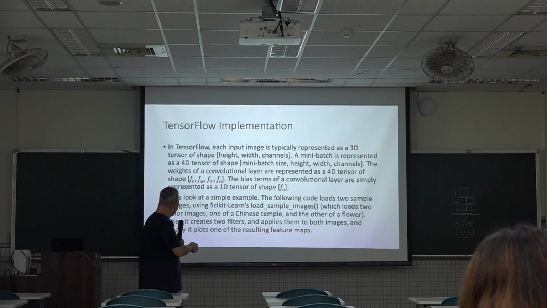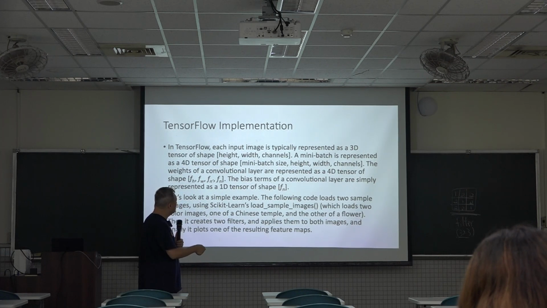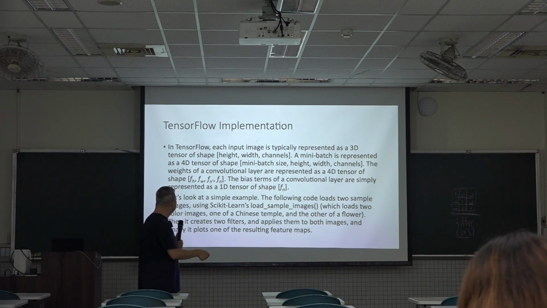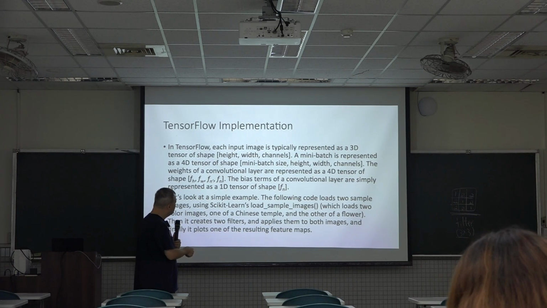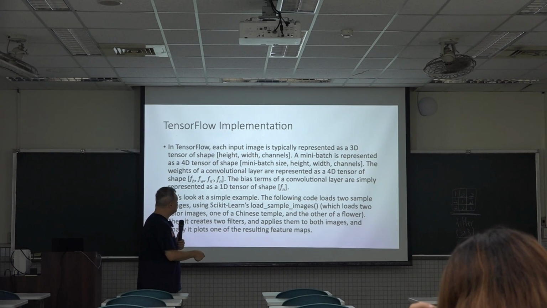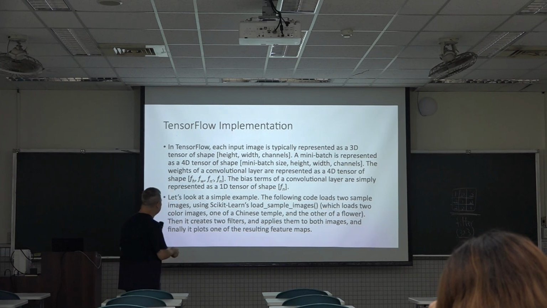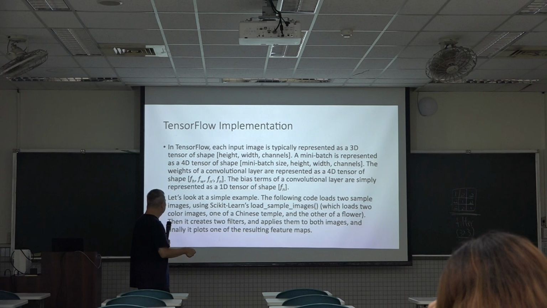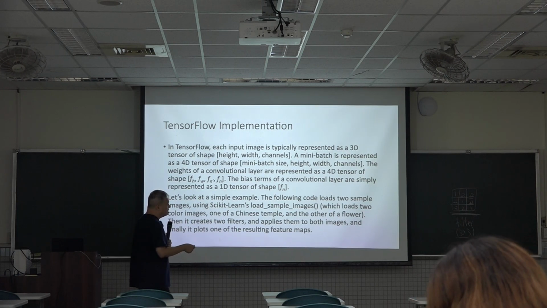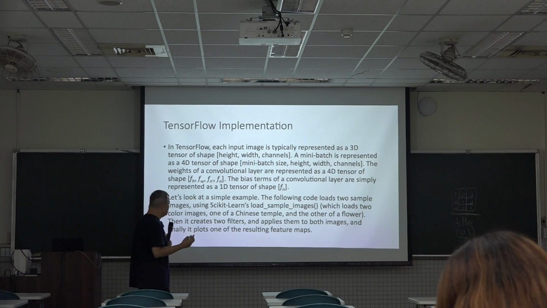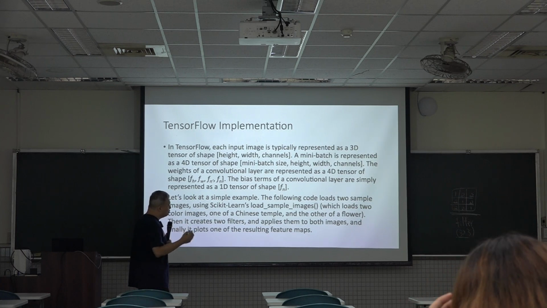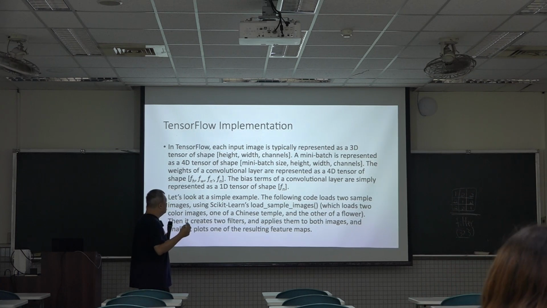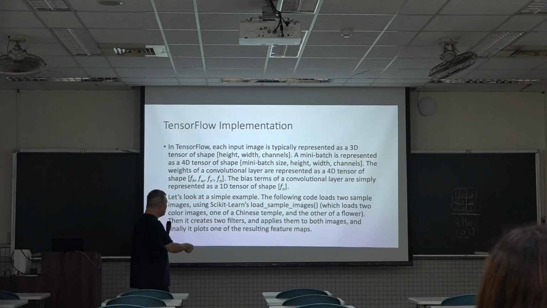So the weights of a convolutional layer are represented in a 4D tensor, something like this. The bias term of a convolutional layer is simply represented as a 1D tensor of shape Fn. Okay, so we can look at a simple example. The following code loads 2 sample images using scikit-learn's load_sample_image. One is a Chinese temple, the other one is a flower.